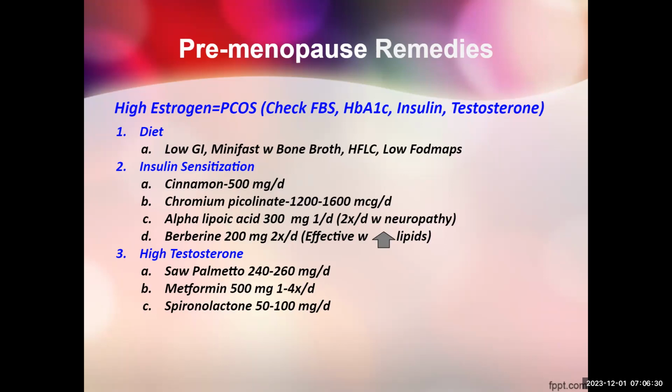Remember, I don't have it on here. Spearmint tea, a double bag in 1 cup of water. If they use it 5 days a week, on average, they'll decrease their testosterone levels by up to 20%, which is pretty good. And that's just with Lipton tea. So those are some of the remedies that we'll look at.